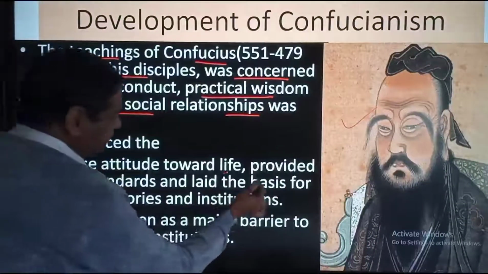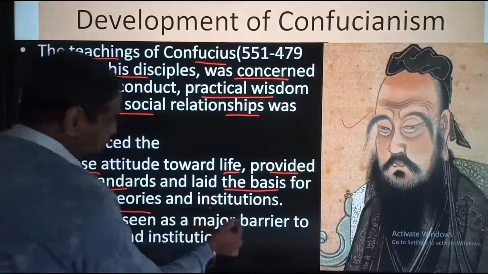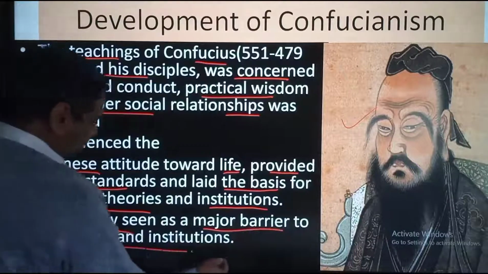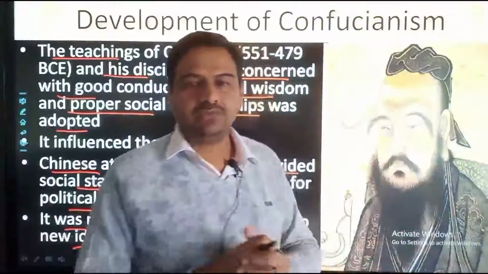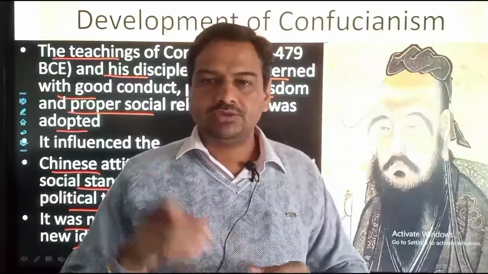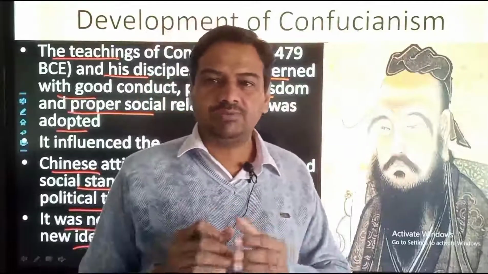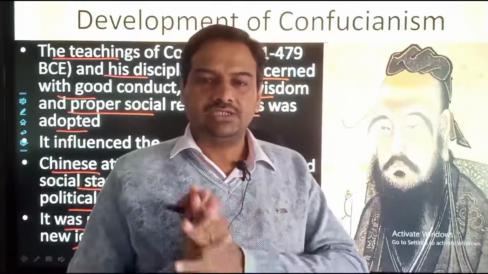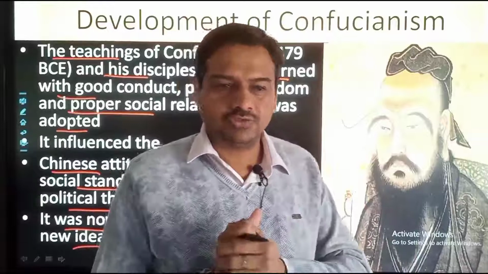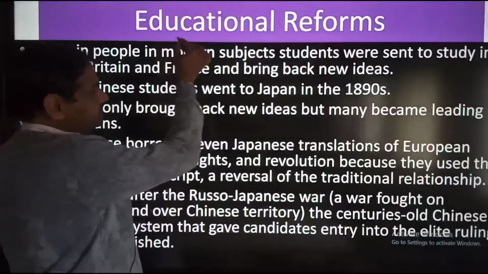Chinese attitude towards life provided social standards and laid the basis for political theories and institutions in China. It was now seen as a major barrier to the new ideas and institutions. So earlier Chinese life was much influenced by the ideas of Confucianism, which put more emphasis on idealism. But now Chinese people started thinking that if we believe in the idealism of Confucius, then China would remain backward. So they wanted to leave this kind of philosophy, and they thought that it was a major barrier in the development of China.